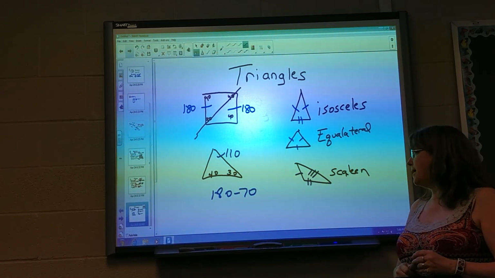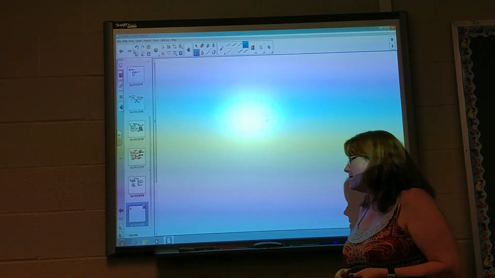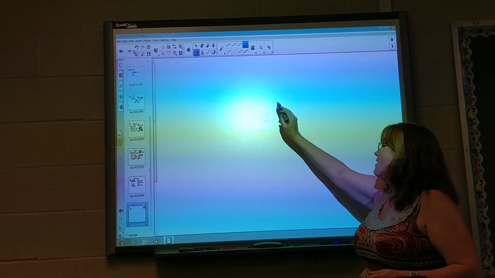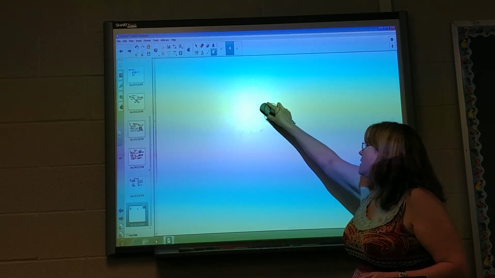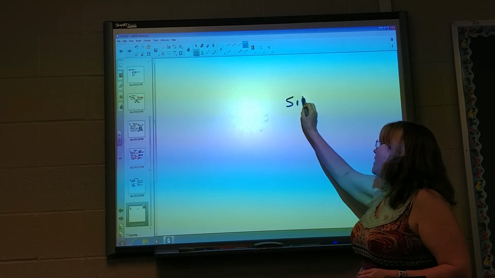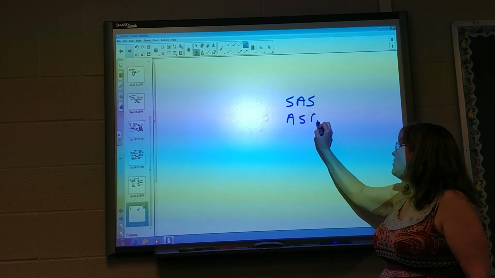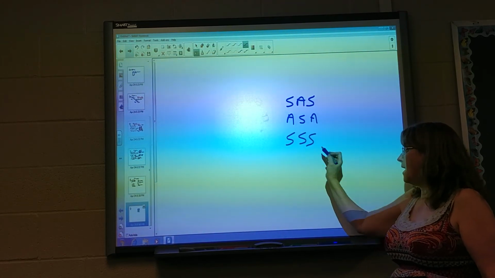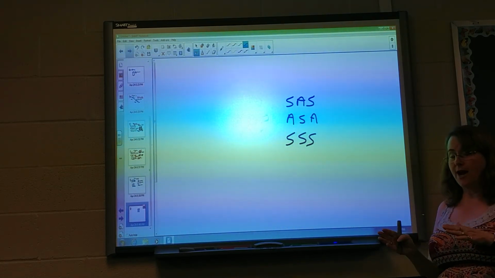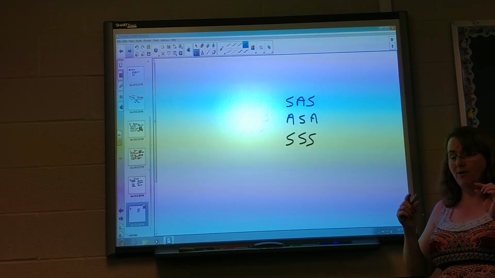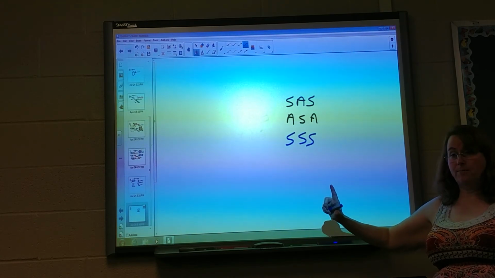The other thing that you might be asked about is how do you prove if something is equal? It's side, angle, side, angle, side, angle, and side, side, side. So you have to have a side involved. If you don't have a side involved, you can't have all the angles involved because you can have a little triangle that has the angles involved, and the same size angles can be a great big triangle.